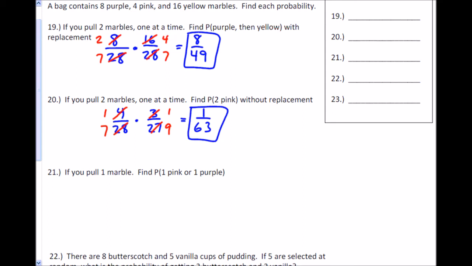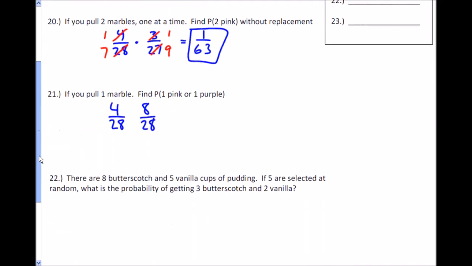Number 21, 1 marble is pulled, and we want the probability of pink or purple. So or this time is a little bit different, but for the pink, there are 4 pink marbles out of 28 total. For the purple, there are 8 purple marbles out of 28 total. The word or here tells me that I need to add. And since these are mutually exclusive, there's no marbles that are both pink and purple at the same time.